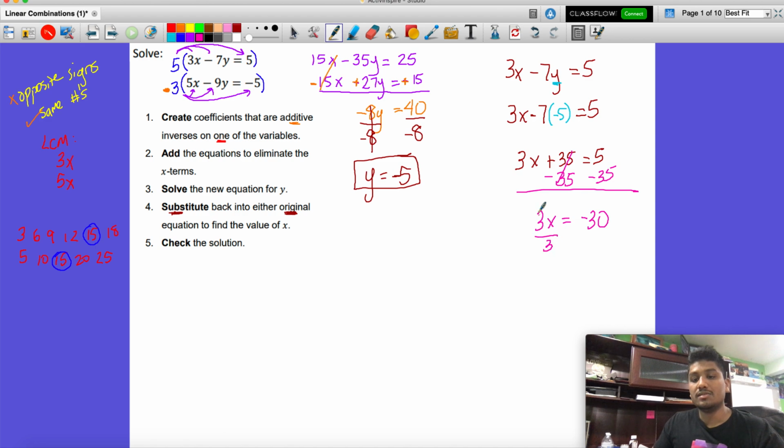And then to get the x by itself, divide both sides by 3, and we get that x is negative 10. So our final answer, okay, because we can't just leave it like that, is going to be an ordered pair, right? Ordered pair or coordinate is x comma y, and we're just going to replace or just fill it in like this. So that would be our answer.